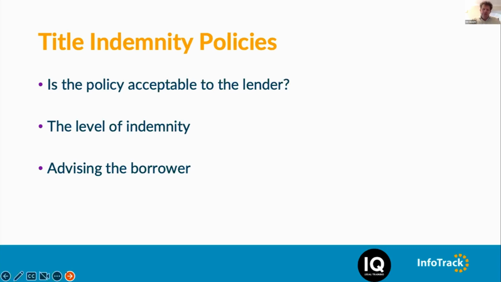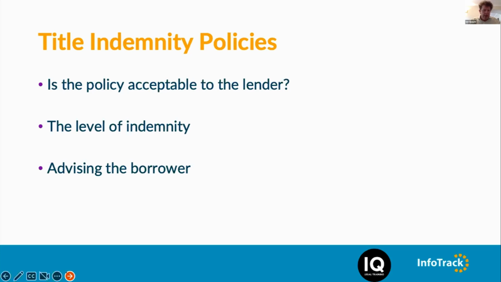I want to talk now about defective title insurance. Defective title insurance is useful for us as conveyancers. It gets the job done, doesn't it? But you've got to understand and appreciate that a title indemnity policy enables a transaction to proceed, hopefully, but does not remedy the defect.